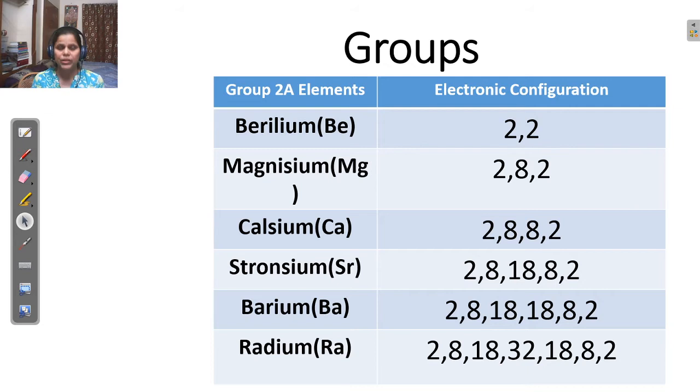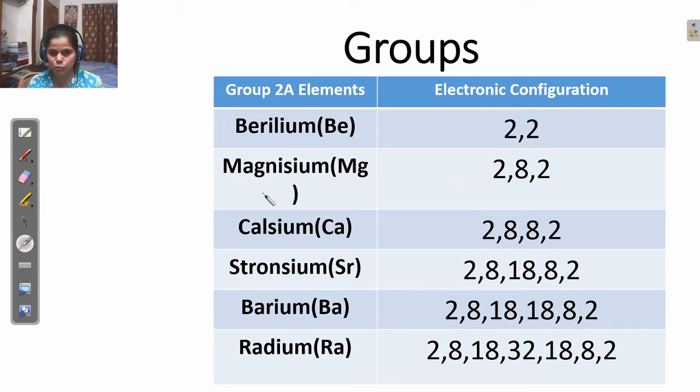Just one thing, valency and valence electron are two different terms. Valency means the capacity of an element to give, take, or share electrons, and valence electrons means the number of electrons in the last shell, or valence shell. Here the number of electrons in the valence shell is 2, and the valency is also 2.